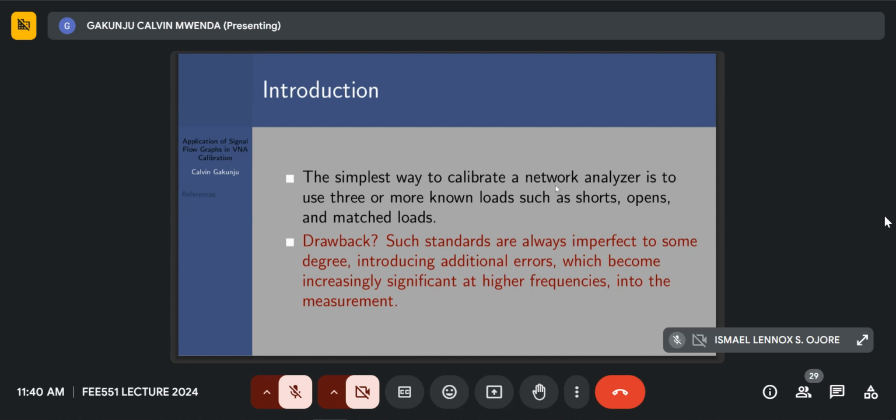Okay. So the simplest way to calibrate a network analyzer is to use 3 or more known loads, such as shorts, opens, and match loads. They are commonly referred to as SOLT, for short, open, and load. But this comes with drawbacks because the standards are always imperfect, introducing additional errors which add on to the losses and phase delay that we've already discussed. Yeah, and these additional errors worsen with increase in frequency.